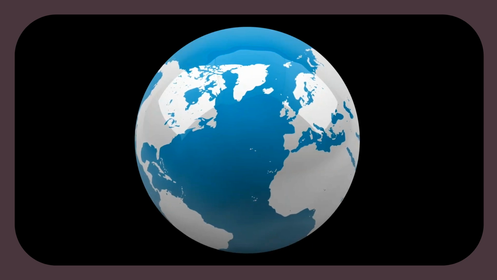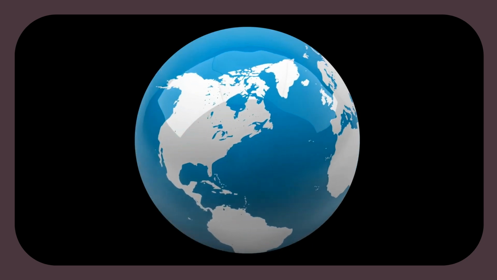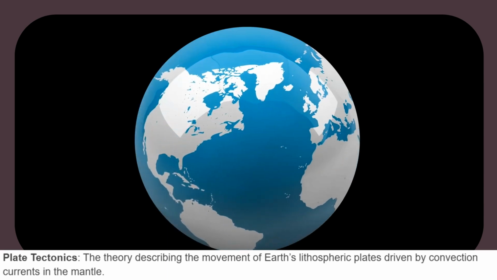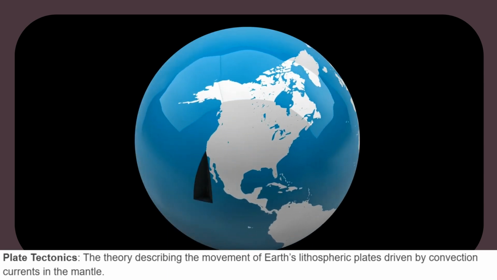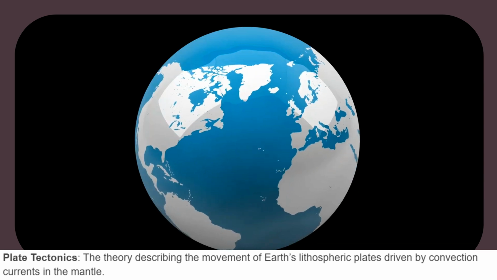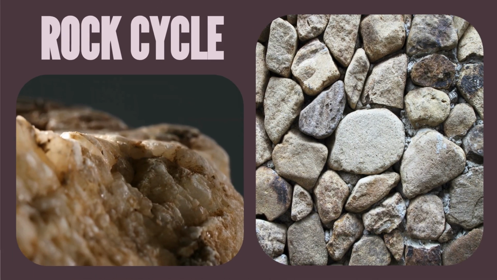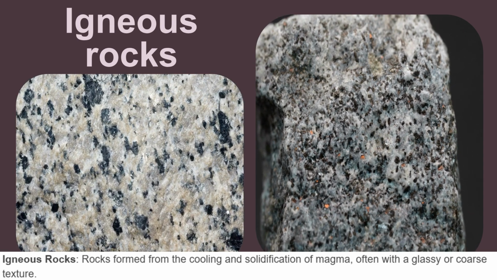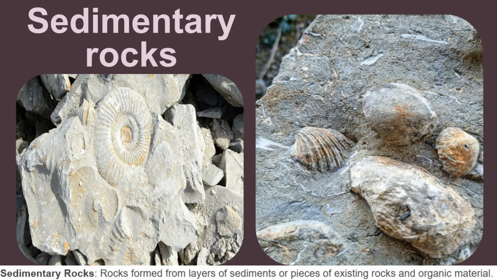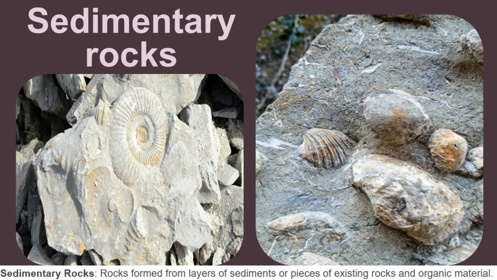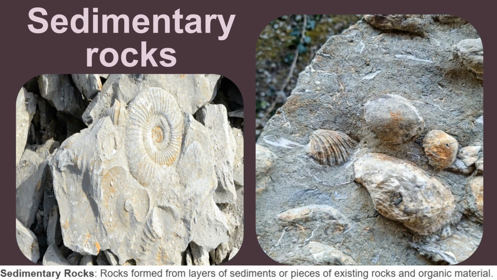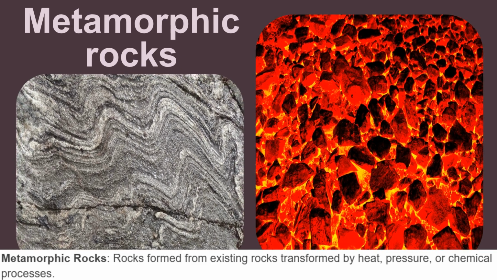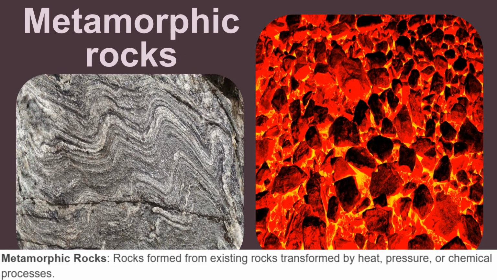This crust isn't one solid piece. It's broken into plates. The theory of how these plates move is called plate tectonics. This movement is what causes earthquakes, builds mountains, and creates volcanoes. The rocks themselves tell a story. Igneous rocks are born from fire, cooled magma, or lava. Sedimentary rocks are made of tiny pieces of other rocks pressed together over time. This is where we find most fossil records. And metamorphic rocks are old rocks that have been transformed by intense heat and pressure.